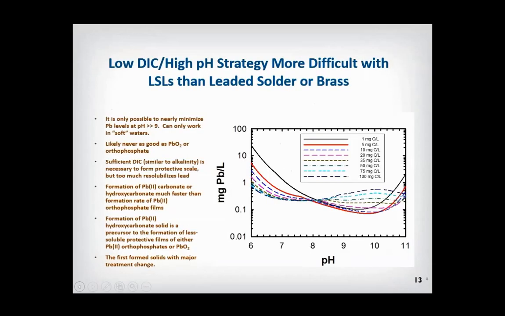Now, Brian mentioned one of the original classical techniques for control is using pH and alkalinity adjustment to make insoluble lead minerals on the surface of pipes. If you have lead pipes, it's quite difficult because the only way you can get pretty low solubility is if pH is in excess of 9, in the 9 to 10.5 range. And even if you achieve that, it's likely never as good in terms of soluble lead as lead 4 oxide or even the orthophosphate treatments.